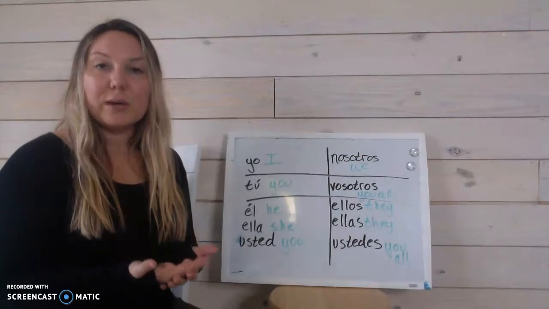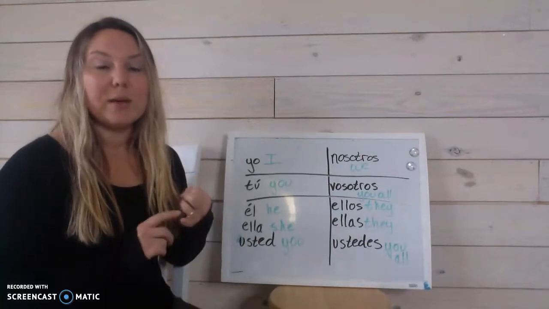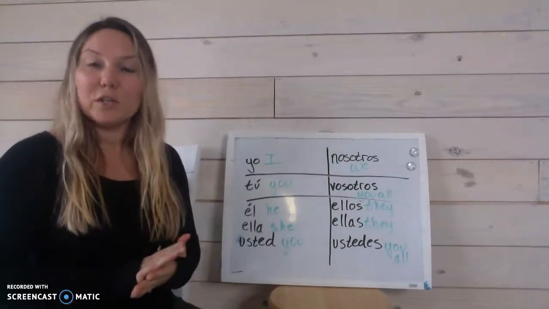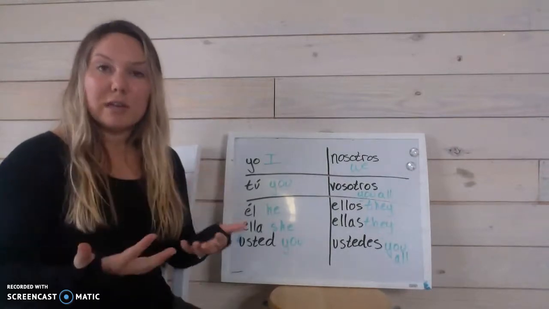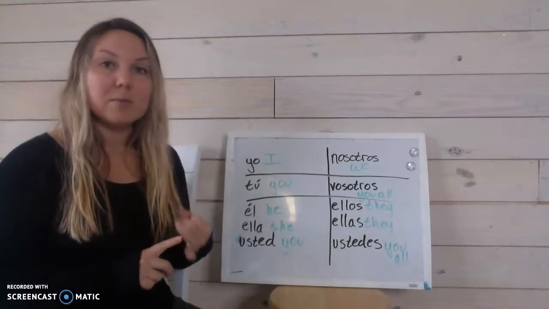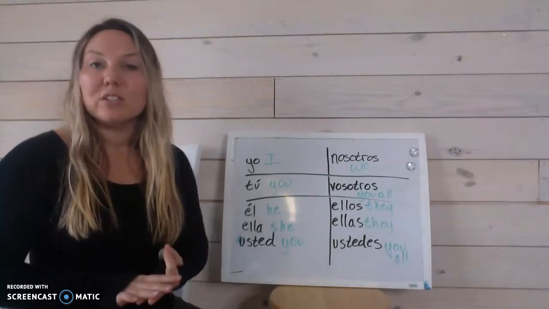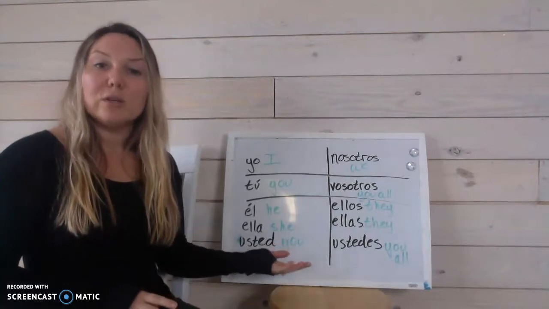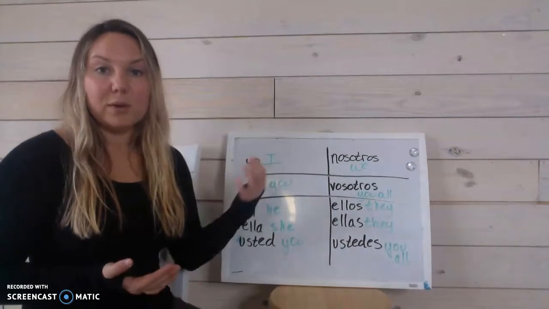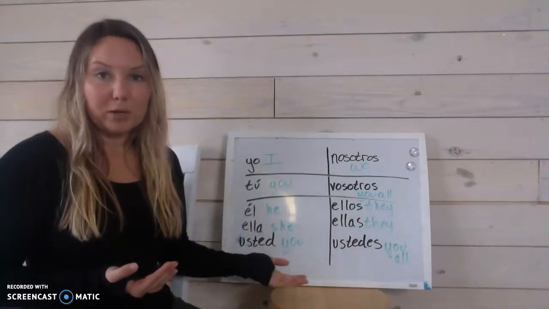Tú is you informal. So if you are speaking with a friend, someone younger than you, family, someone you're on a first name basis with, you're going to use the informal tú. If you are talking to a stranger, someone older than you, someone you're showing respect to, then you're going to use the usted for the you formal. So informal is tú, formal is usted.